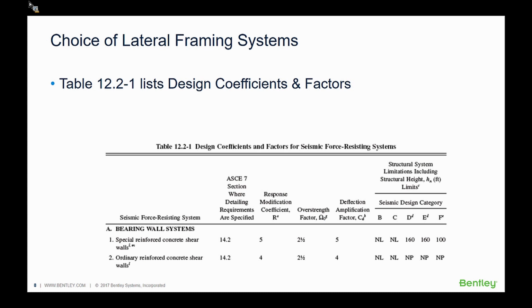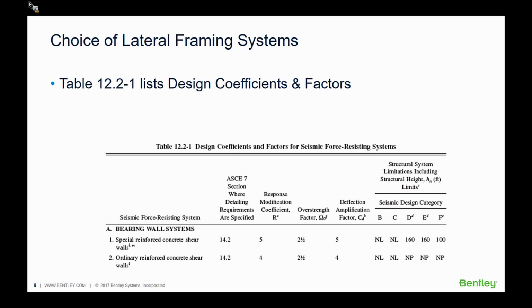seismic design categories D and E only if the structure height is less than 160 feet. Similarly, if the seismic design category is between D through F, the ordinary reinforced concrete shear walls are not permitted to be used.